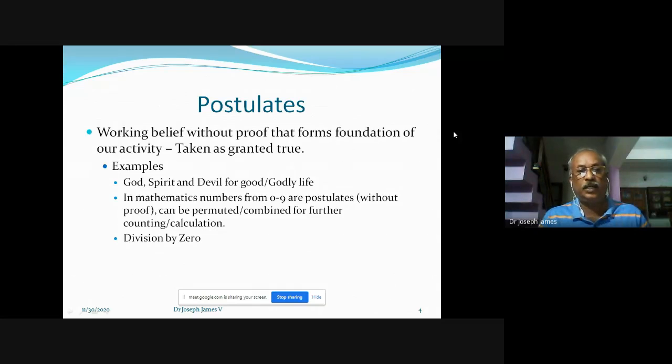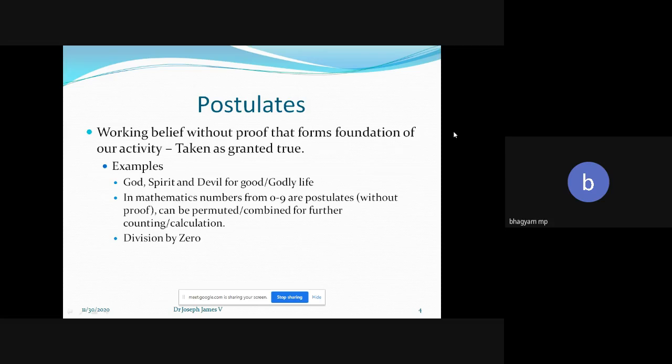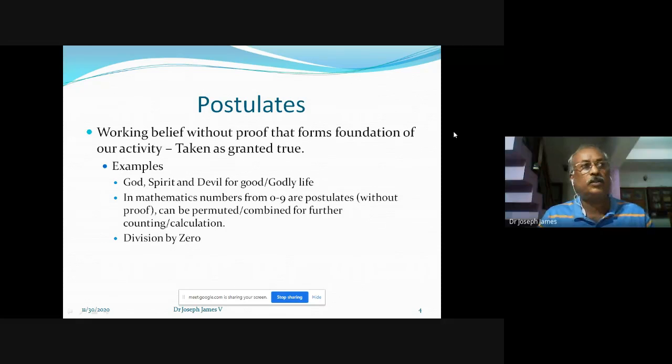Another example I have given is division by 0. We all know that division by 0 will give an answer. Suppose we divide 100 by 0. Not defined, sir. Not defined or infinite, which is correct.